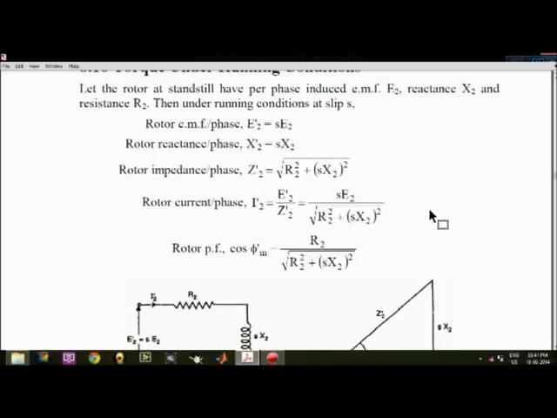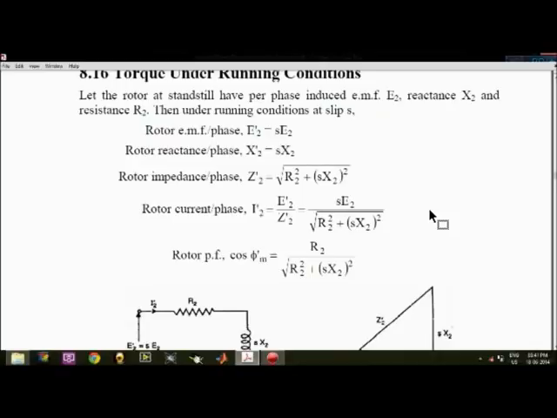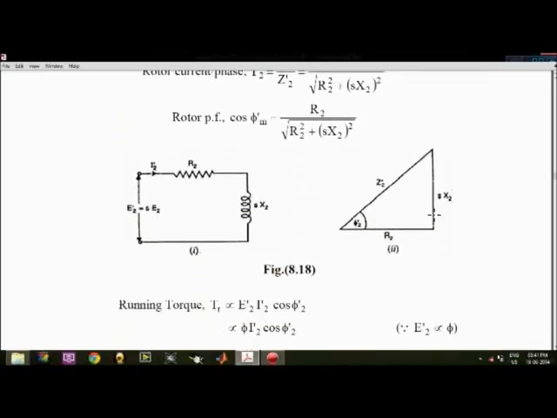These are very important values you need to remember whenever dealing with standstill condition or running condition. In the running condition you will consider the slip. In the standstill condition S equals 1, so you need to consider that. Now this is the impedance diagram showing how it changes, better known as the impedance triangle.